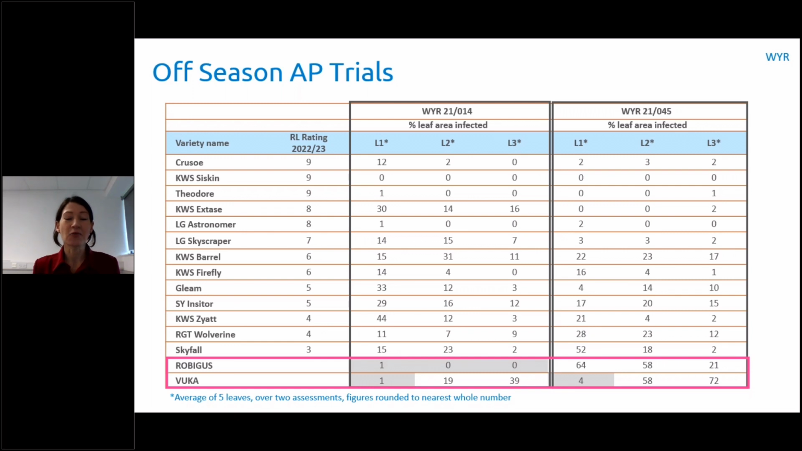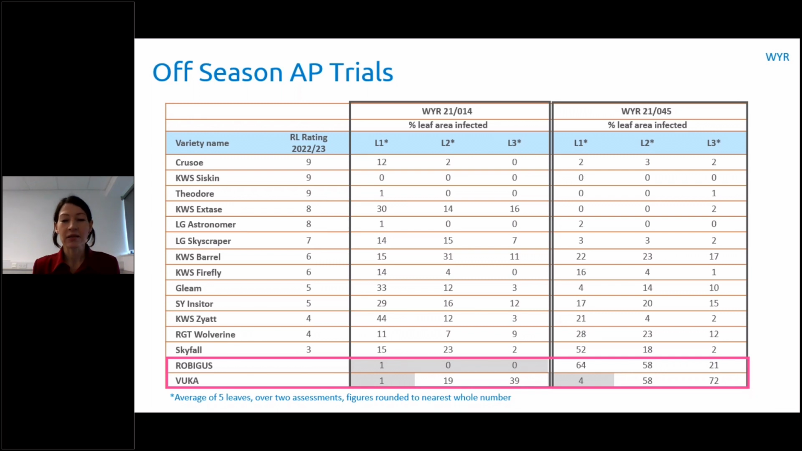So you can see I've got Robigus in grey, and that's because unfortunately in one of the experiments Robigus failed. I don't think it really liked the speed breeding conditions, and I did have a couple of problems with it, so I couldn't get any scores off those pots.